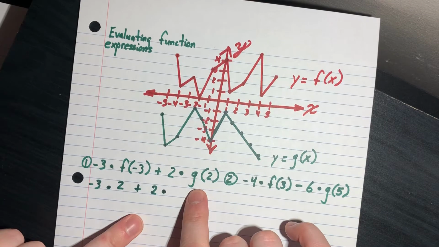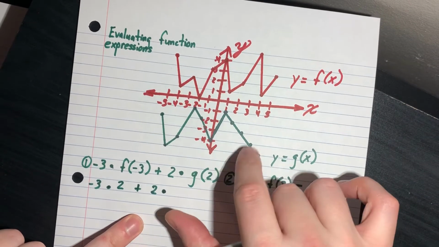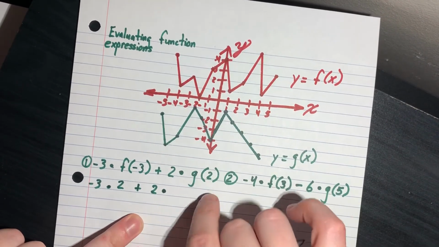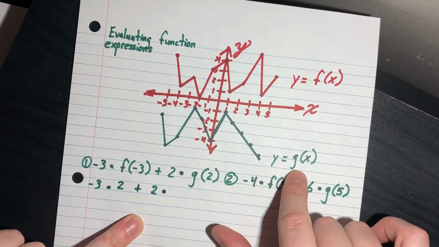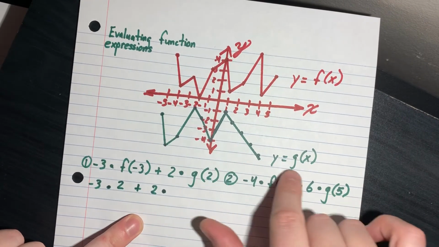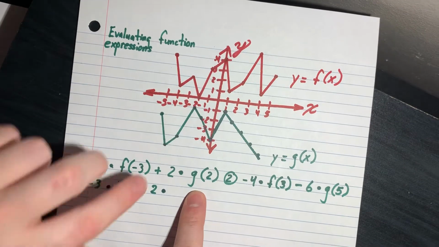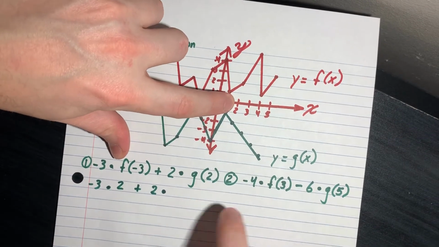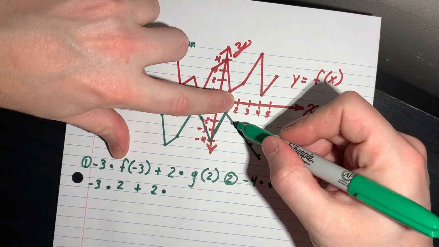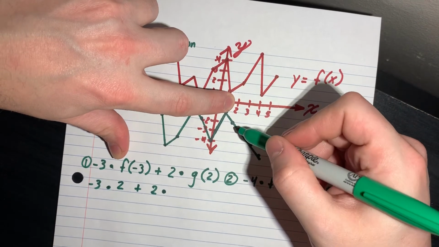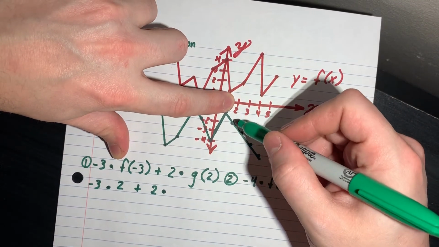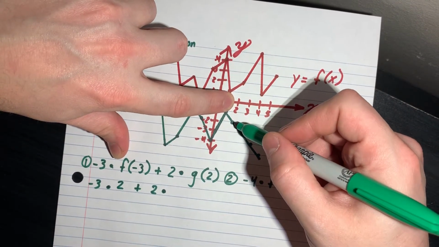Now for this one, we're going to have to go down here and figure out what our output value is going to be at g of 2. So we know that green is g of x. So we'll have to go over here to x equals 2, and then we're going to go down here to -2. So our g of x value, or g of 2 value, is going to be -2.